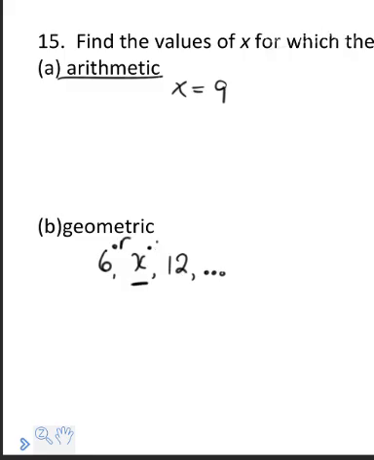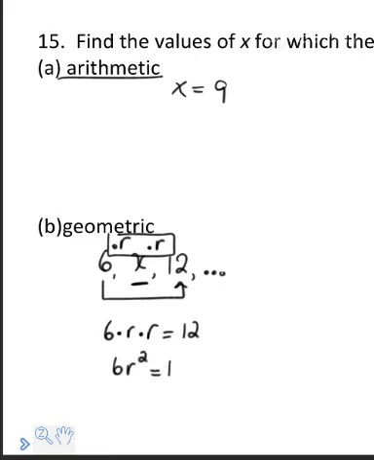So if we do the same thing, thinking about what separates the 6 and the 12, we're multiplying by r. So 6 times r times another r is equal to 12, or 6r squared is equal to 12, which means r squared is equal to 2, so r equals plus or minus the square root of 2. So this one's a little unusual. r could actually equal two different values, plus or minus the square root of 2. So depending on which r value we're using, we can get a different value for x. We're going to get two answers here for part B.